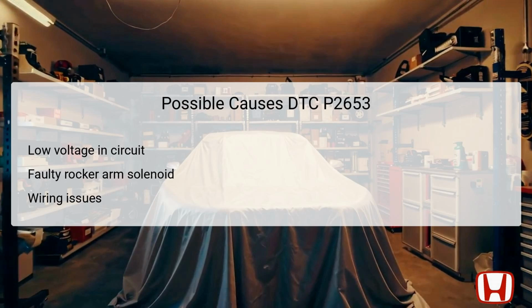Wiring issues may also contribute to the error. For instance, frayed or shorted wires can impede the electrical current essential for solenoid operation. Lastly, attention must be paid to the connectors and terminals related to the solenoid and PCM, as these can also suffer from degradation or corrosion, obstructing efficient signal transmission. Thorough investigation of these areas is essential to rectify the problem.